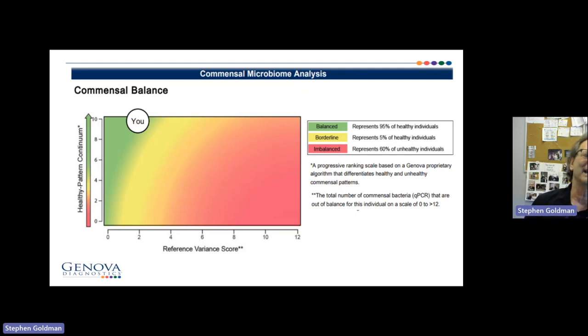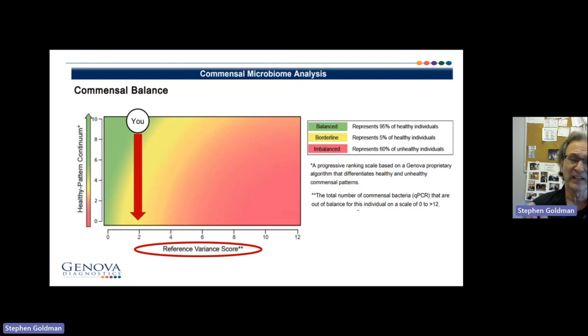As far as the healthy pattern, and let me just do my animation. There it is. So this patient has a 2, a pretty low reference variance score, which tells us that they're not really measured on the edges a lot.